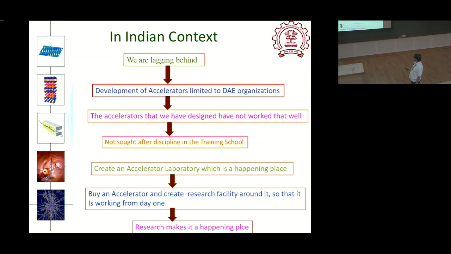So with this idea, I thought that if we can create an accelerator laboratory which is a happening place in an educational institute, and instead of building it from scratch, buy an accelerator and create a research facility around it so that it is working from day one, research makes it a happening place. So then the idea was to find something which was unique, which was not there in India.